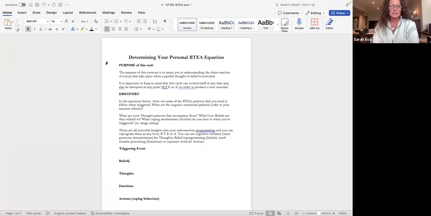Welcome to week 2 for the second tool that we're going to learn in this sequence, called the BTEA. It stands for belief, thoughts, emotions, and actions. The purpose of the tool is to help you in understanding the chain reaction of events that takes place when you have a painful thought, you're triggered, or when a belief is activated. It's important to keep in mind that this cycle can refeed itself at any time, but can also be disrupted. This is where we get to take our power back at any point in the belief, thoughts, emotions, or action stages in order to produce a new outcome.